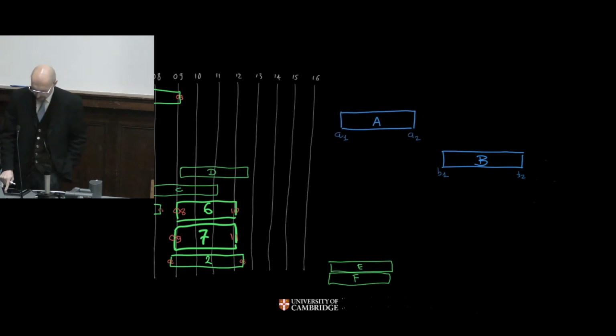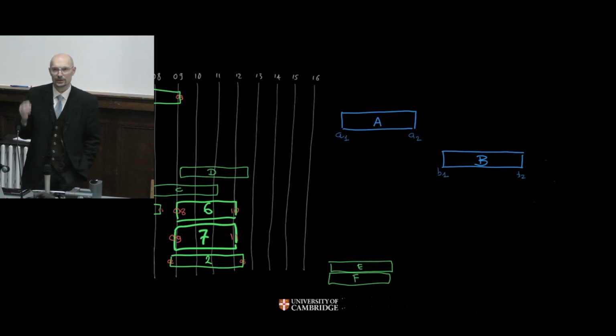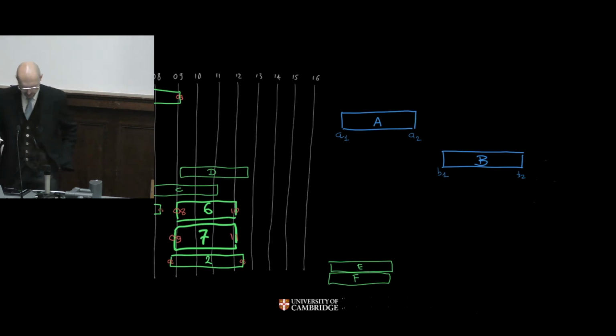So A, my definition of A, is the activity that finishes earliest. So no activity finishes before this time A2, which is the finishing time of A. And then let's assume for a proof by contradiction that A is not part of the optimal solution. So there's going to be some optimal solution, and within the optimal solution, let's find the earliest finishing activity. I call that B. So B is the earliest finishing activity in the optimal solution.